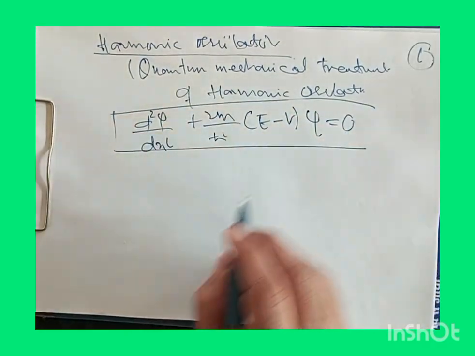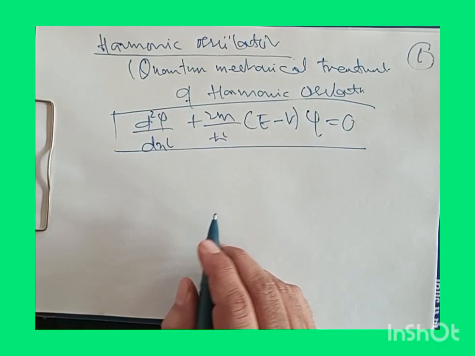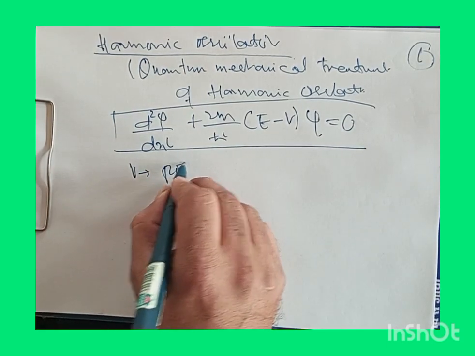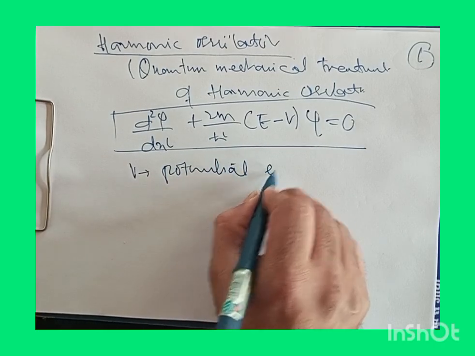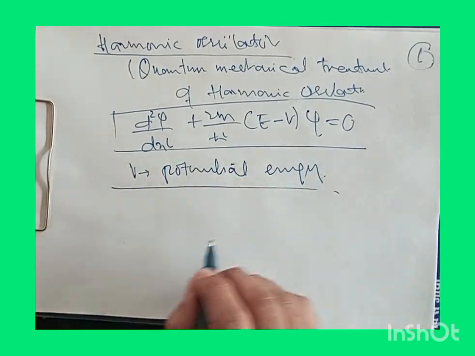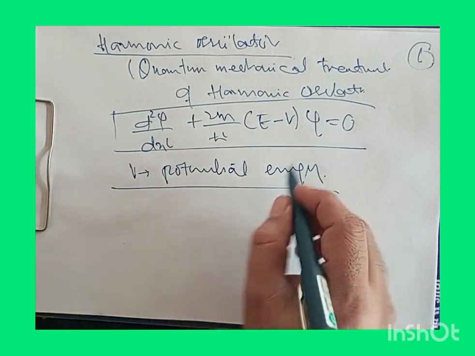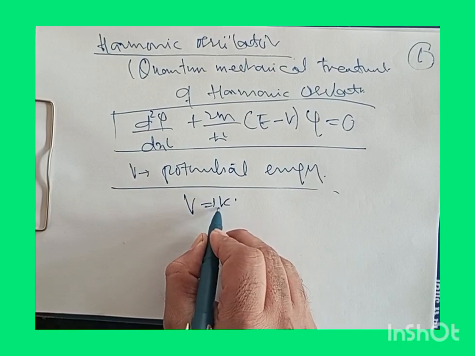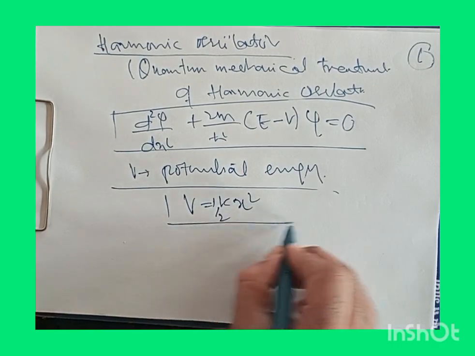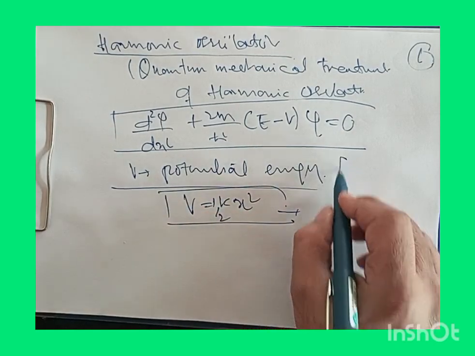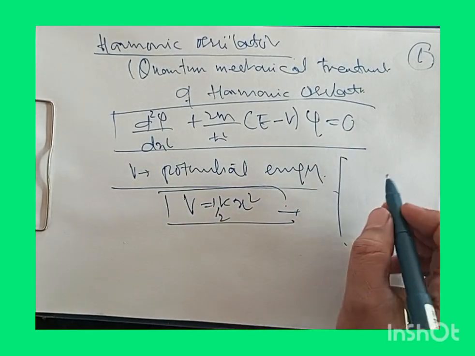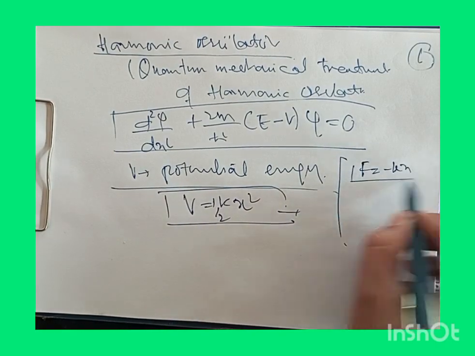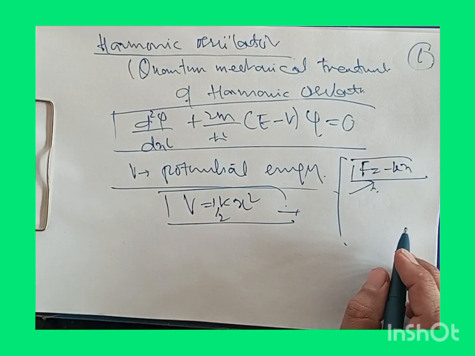Now, this is the Schrödinger's wave equation, and this V represents the potential energy, and we can obtain the expression for this potential energy as V is equal to 1/2 of kx square. And this can be done in a very easy way. You can use a classical harmonic oscillator. We can have the restoring force equal to minus kx. Then all we have to do is to calculate the work out of it.